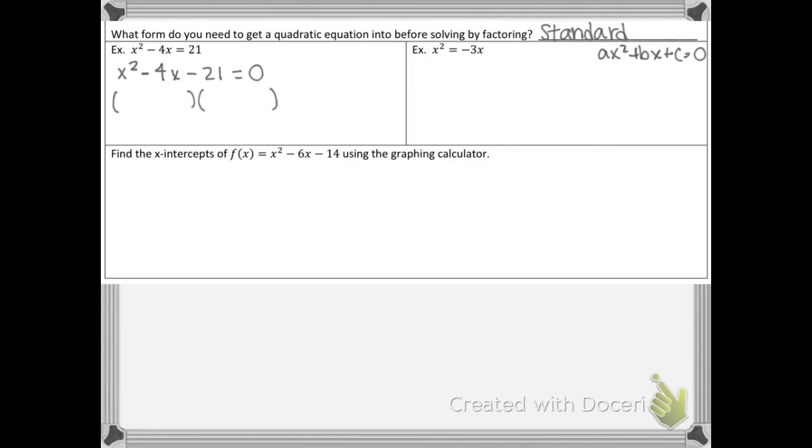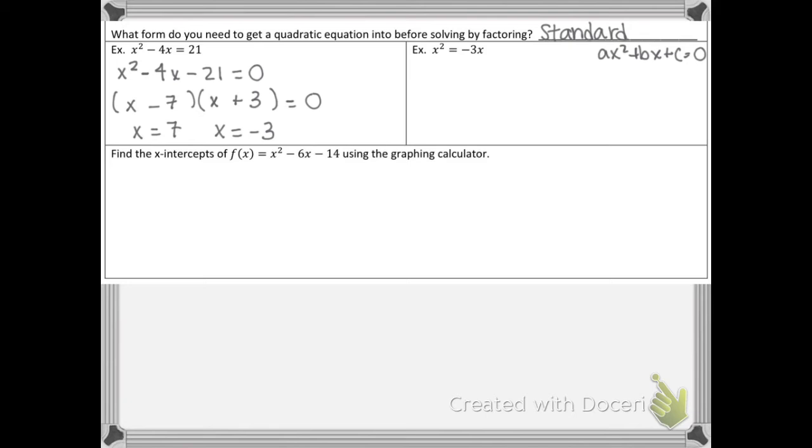Okay, so we're going to factor this by product sum method, x minus 7, x plus 3. Now we set each factor equal to 0 and solve, and I'm going to do that mentally. So if I were to take x minus 7, set it equal to 0, I would solve and get x equals 7. Same thing here. If I were to take x plus 3 equals 0 and solve, I would get x equals negative 3.